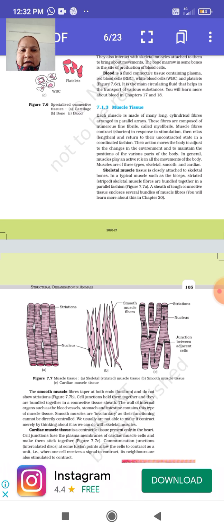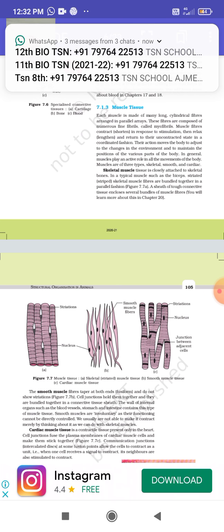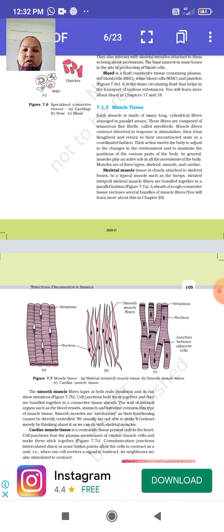In our body, each muscle is made up of many long and cylindrical fibers, and these fibers are arranged parallelly. These muscle fibers contract in response to any stimulus and then relax to return to their original position. Muscles help the body adjust to changes in the environment and maintain the position of various parts of the body. In general, muscles play a very important role in the movement of the body.